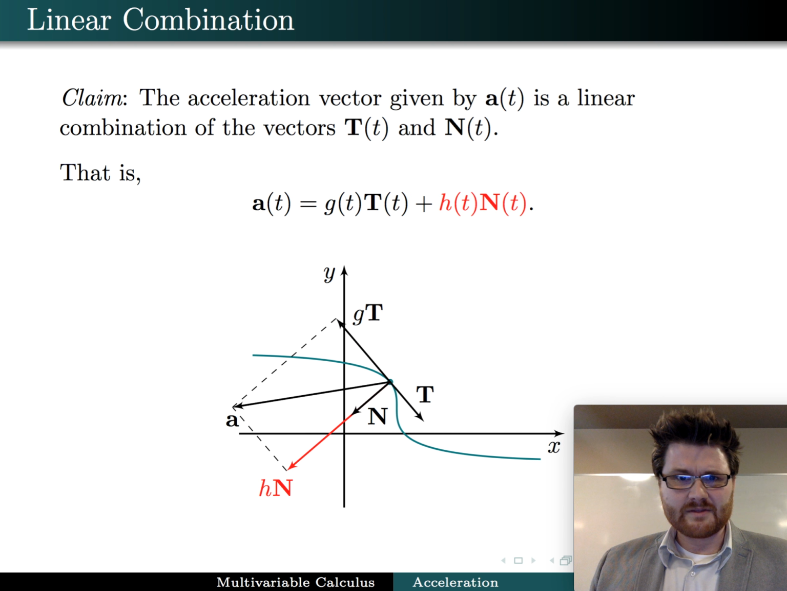In two dimensions, this result isn't so surprising, because T and N being orthogonal to each other, being perpendicular, means that they're linearly independent, and I can express any vector as a linear combination of two linearly independent vectors. So that doesn't seem to be such a big deal. In the space curve example, though, when we think about 3 dimensions, it's maybe not so obvious, because what it says is that the acceleration vector will always lie in the plane determined by T and N.